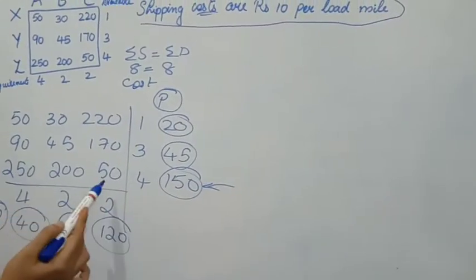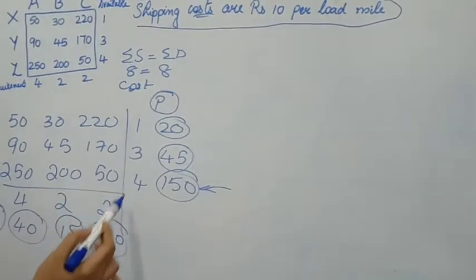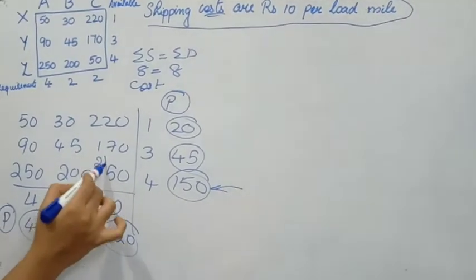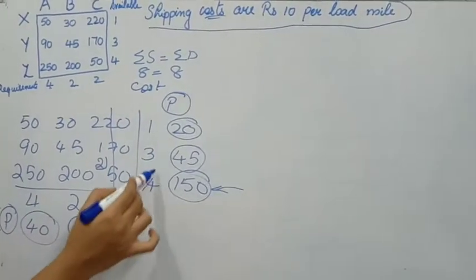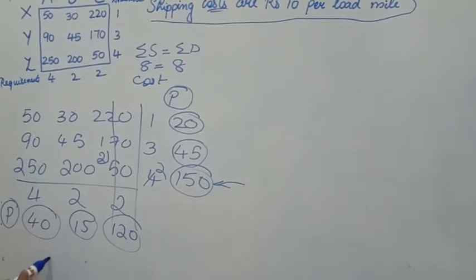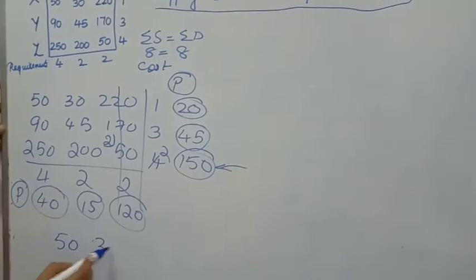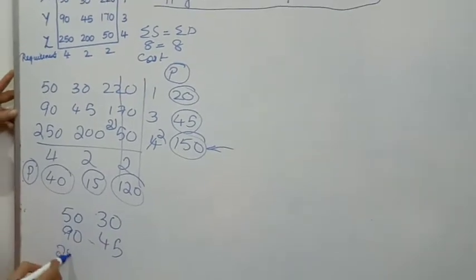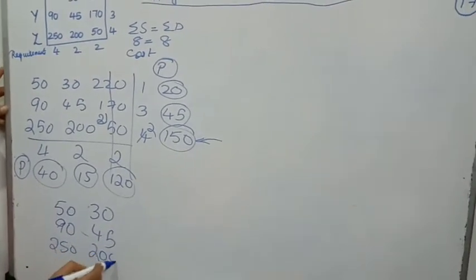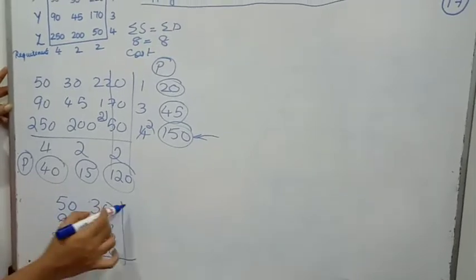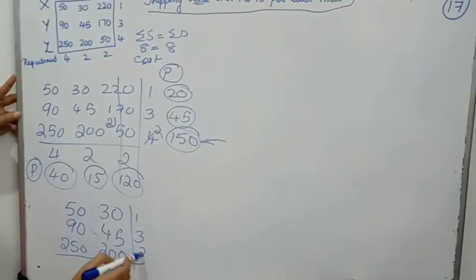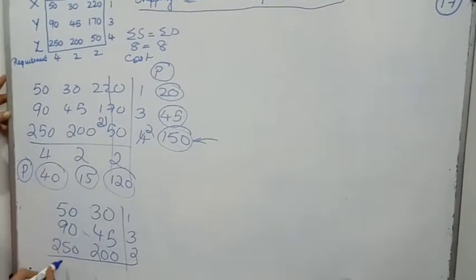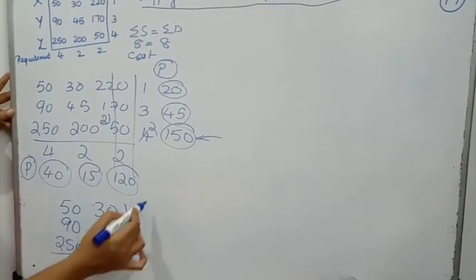least cost there is 50, and the supply and demand there are 2 and 4. Allocate 2 in that row of that particular column. The balance amount 2 is placed here. The remaining reduced matrix is 50, 30, 90, 45, 250 and 200, with supply and demand 1, 3, 2. 3 plus 2 is 5, 6, 4; 4 plus 2 is also 6.